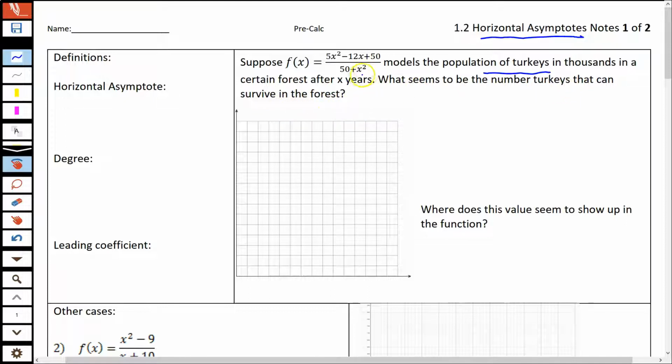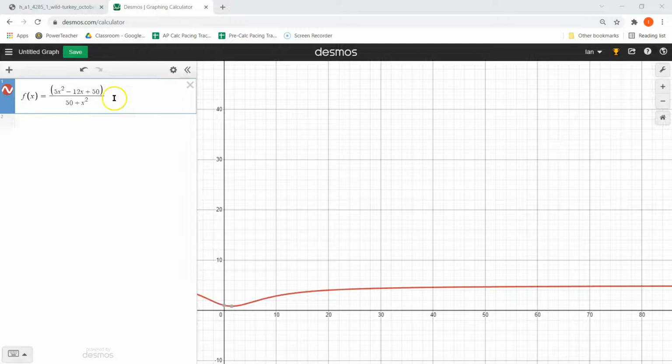So here's a rational function f of x that models the number of turkeys, and we're going to use the graph of this function to answer our question. So I've already graphed it on Desmos. I'll show you what that looks like. So here that is, and notice I put parentheses around the top to get a fraction. So I'm dividing the whole top by the bottom. You have to do that on your graphing calculator as well.